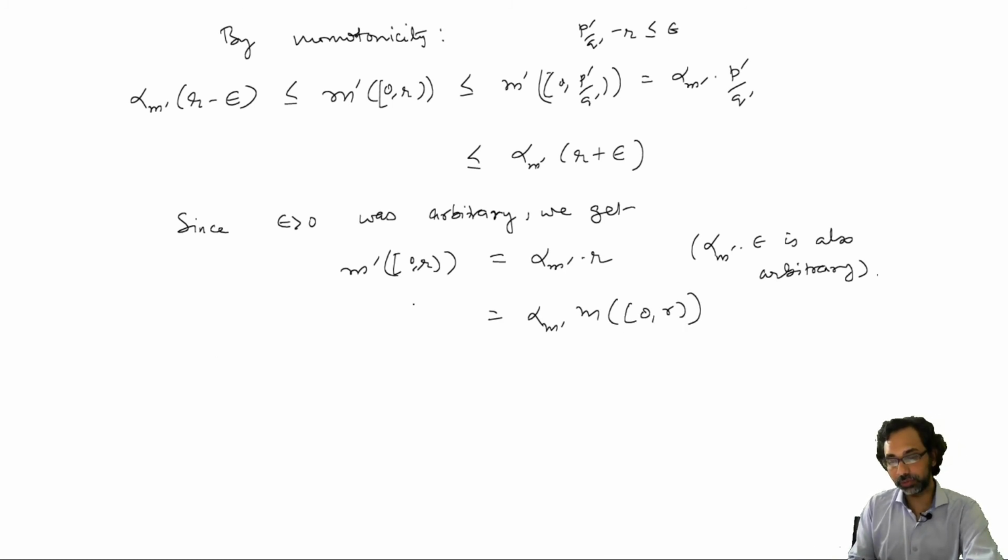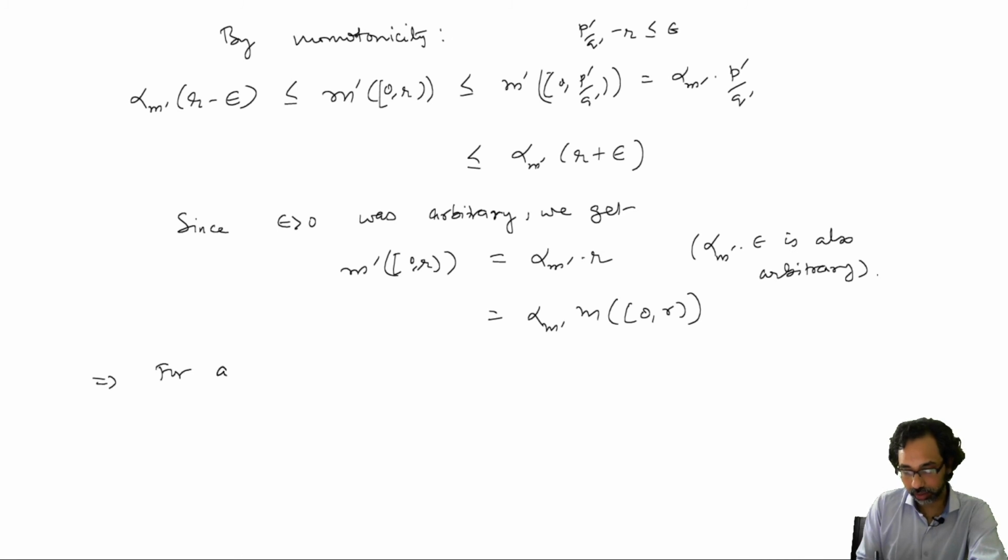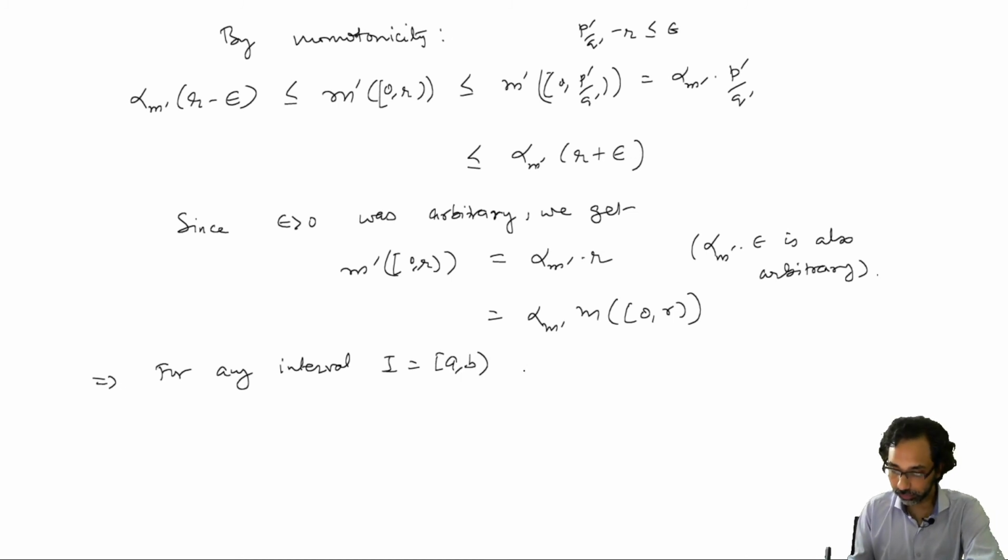So now we have proved it, of course this R can be written as m of 0, R. So now we have proved it for any interval of the form 0, R. Now this easily implies it for any interval I of the form a, b, then you can shift by translation invariance, you can shift the starting point to 0.